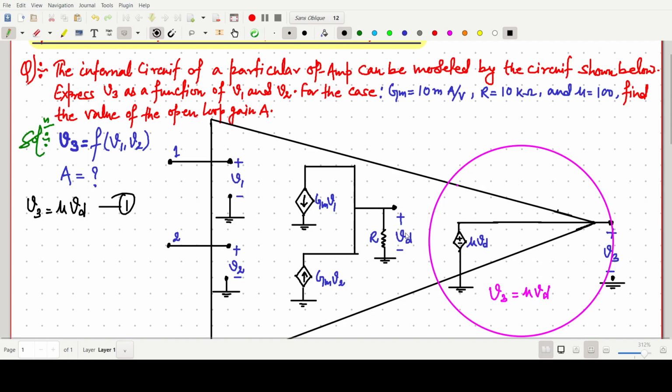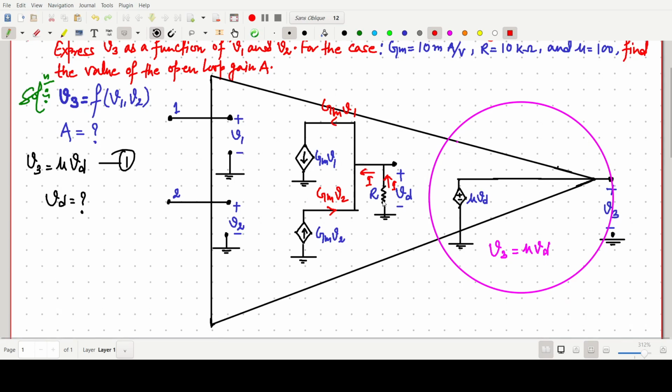Now the main thing we have to find is vd. If we have the value of vd, we can put it in equation 1. So we can find vd from this part. Here some current, our current I, is flowing from this side, and some current gm v1 in this one, and some current is going in this direction, gm v2. Or we can also write the same thing as gm v2 and gm v1. So from this circuit we can find the I value.